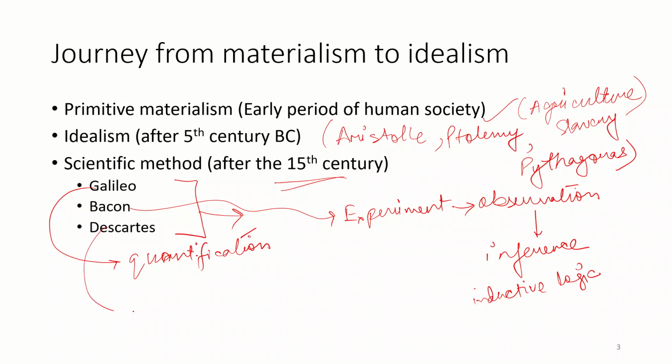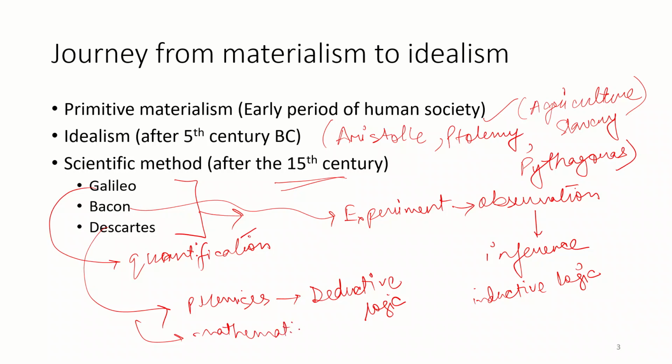Then comes Descartes. He was of the philosophy of breaking down every system into premises, which is what we looked at last time, and using it for deductive logic. He was also a great mathematician, so he wanted everything to be quantified and mathematically logical or presentable. That's how he developed the Cartesian system, where everything can be plotted, quantified, and shown visually.